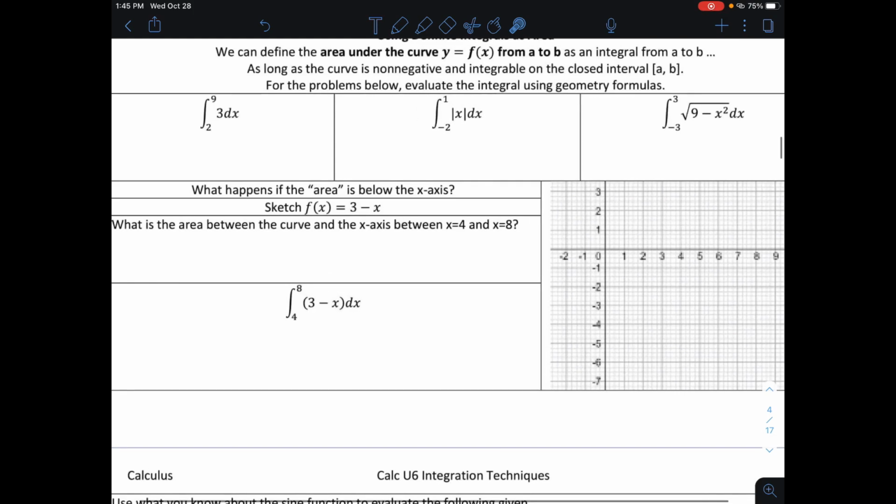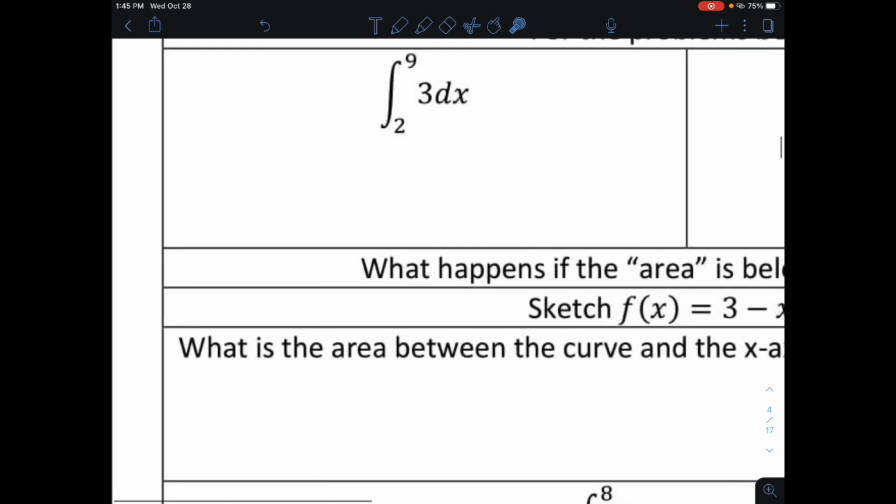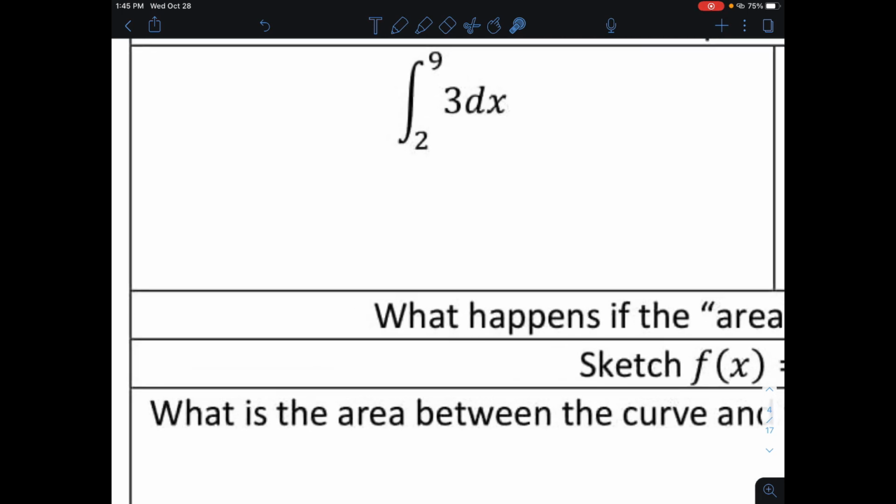I'm kind of leading to something that I'm not ready to talk about until we get a little bit further along. So let's look at this definite integral here. The definite integral from 2 to 9 of 3 dx.